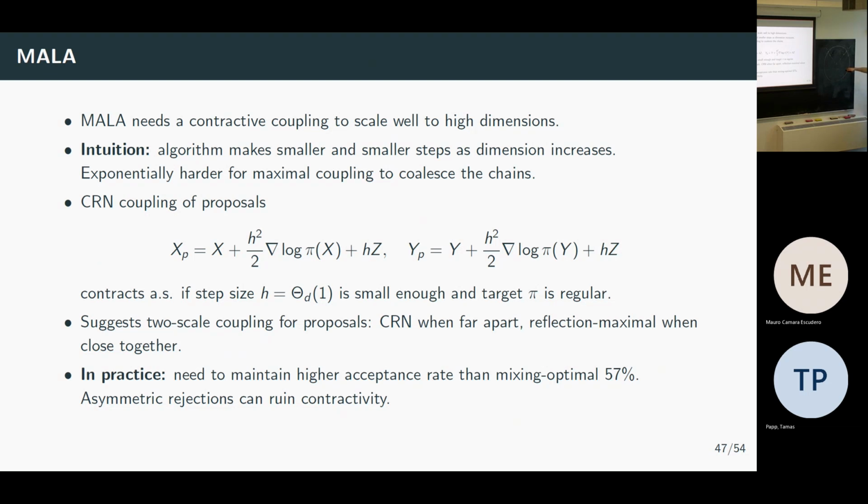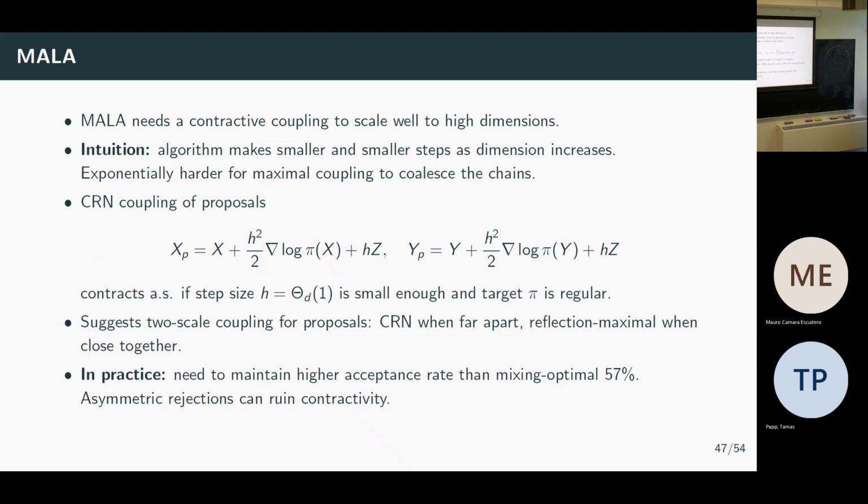This coupling does some effort into correlating these accept-reject decisions, but in practice, what you'll need to do is maintain an acceptance rate that's a bit higher than the mixing optimal one, not much higher. And this kind of strategy, say, keeping like 70% accept-reject, works well even in really high dimensions. So that's what I'd use in practice.